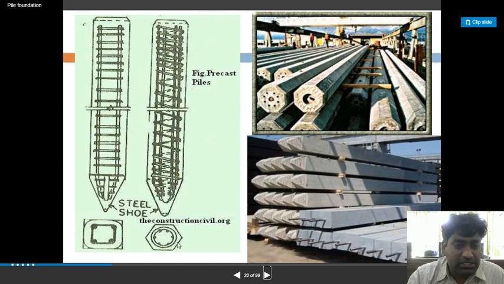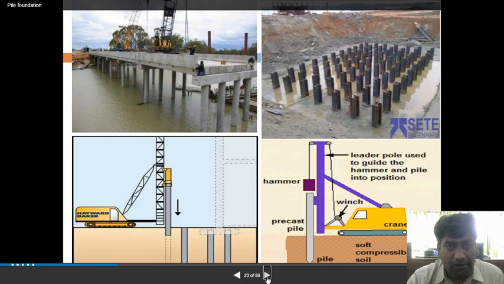In this figure you can see the projection and elevation of the pile. This is the steel shoe. This is the way reinforcement is provided in piles, and these are the stirrups, the way stirrups are provided in piles. And this is the figure of a precast pile kept in a fabrication shop after fabrication.